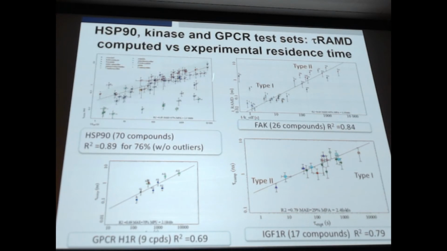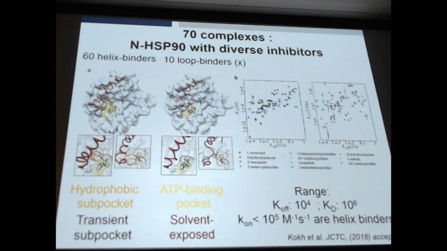So we've been working on a number of different systems. I will talk about the HSP90 application, but we're also working on different kinases, type 1 and type 2 inhibitors, and GPCRs. And you can see we get correlation, as illustrated here, between computation and experimental residence times. So I'll just show you about the HSP90 case.